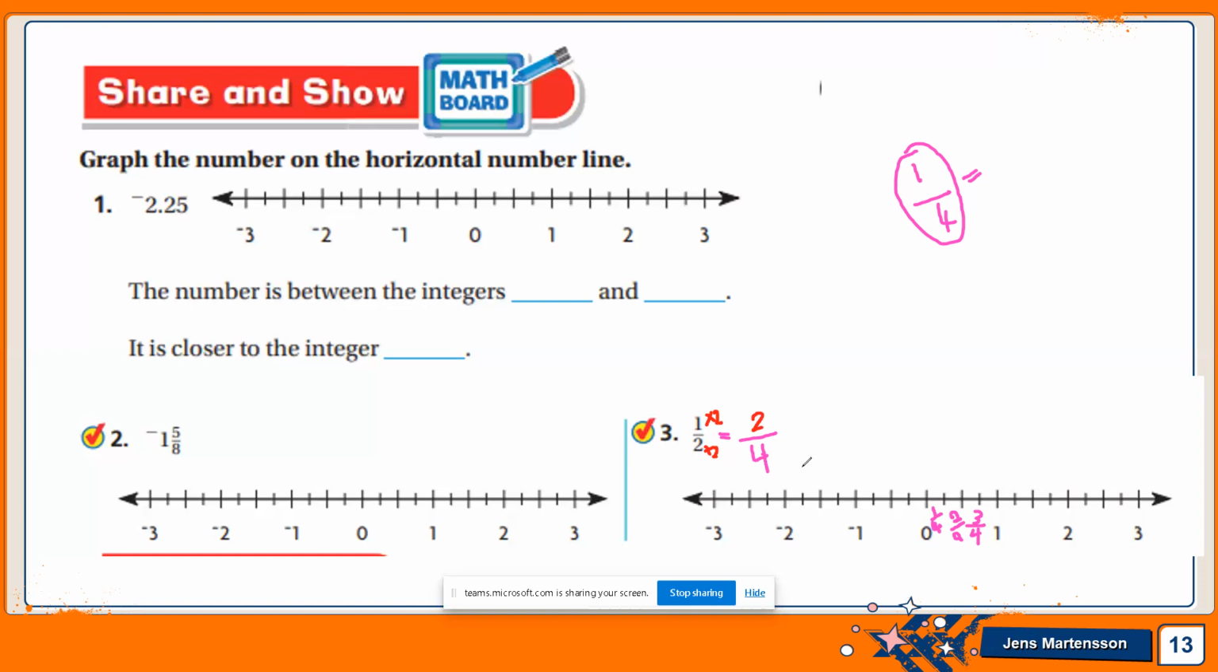So 1 over 2 is equivalent to 2 over 4. So when I jump, I will say 1 over 4, then 2 over 4. So at this place here, you have 2 over 4 or 1 over 2. Teacher, and after 3 over 4 will be 1. Then after the 1, we will make 1 and 1 over 4. Yes, 1 and 1 over 4.